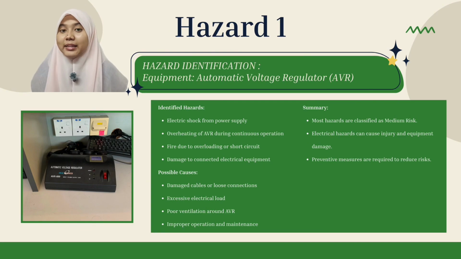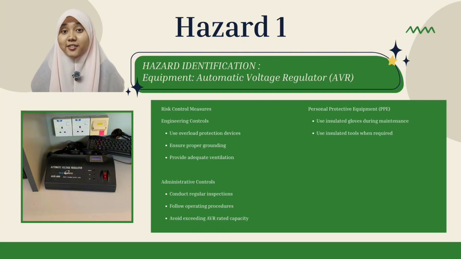The main hazards identified are electric shock, overheating of the AVR, fire due to overloading or short circuit, and damage to connected equipment. The hazard may occur because of faulty wiring, loose connection, excessive load, or poor ventilation. Based on the risk assessment, electric shock and fire have low likelihood but high severity, while overheating and equipment damage have medium likelihood and medium severity. Therefore, all hazards are classified as medium risk.